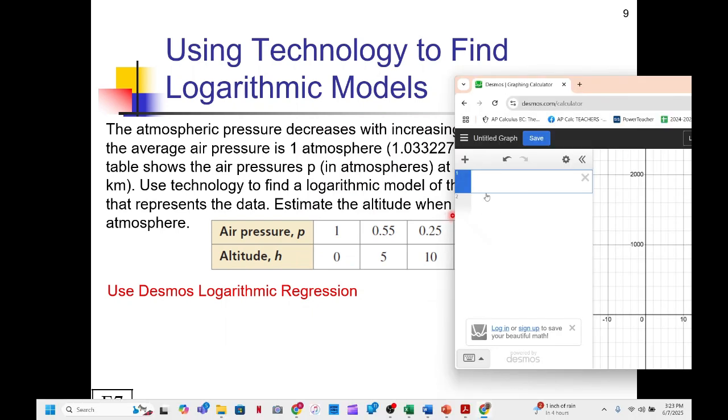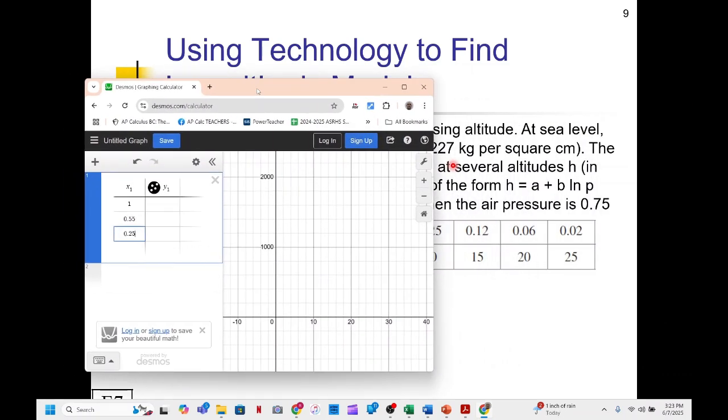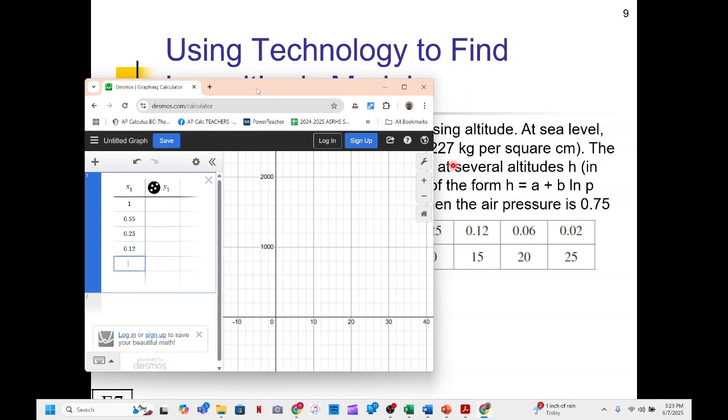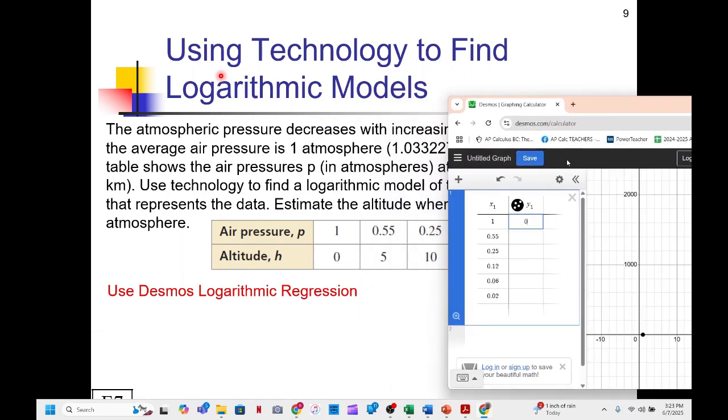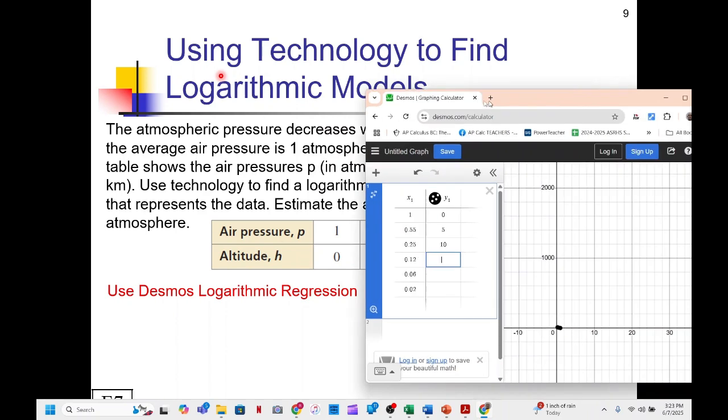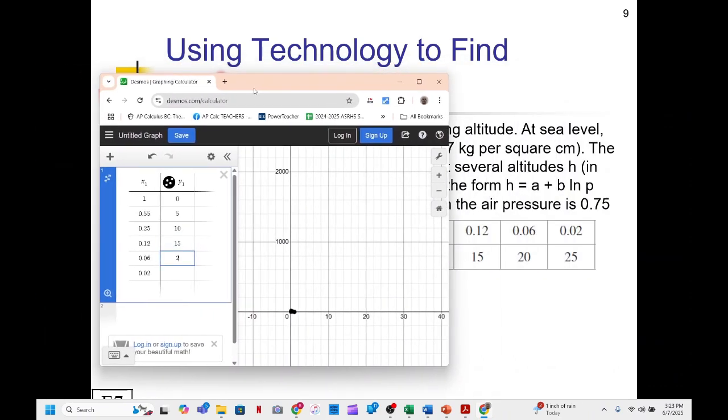So just like before, I need to put my data in a table on Desmos. So let's do that. We've got, let's see here, 0.55, and it auto-completes to 0.1, but that's not quite correct. We're going to have to enter the rest of the x values manually. And let me just move this over so I can see the rest of them. We've got 0.12, 0.06, and 0.02. And now for the y values, we're starting with 0, 5, and 10. And then that moves on to 15, 20, and 25.